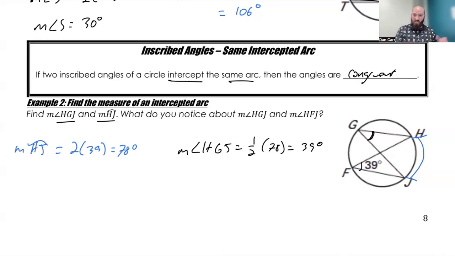So I could have just done a shortcut instead of having to double and then halve again. I just know that these two have to be congruent is the idea.